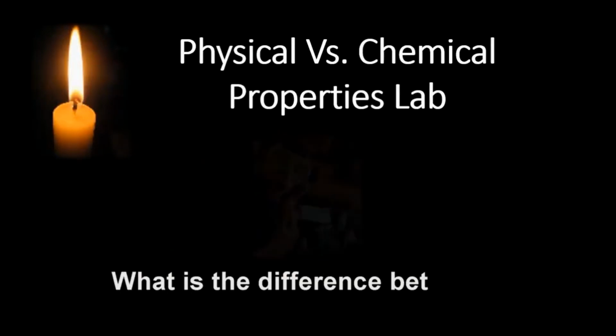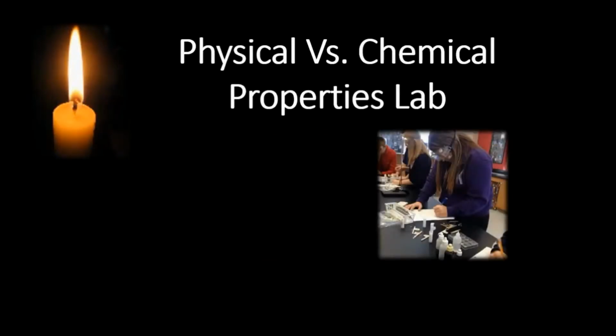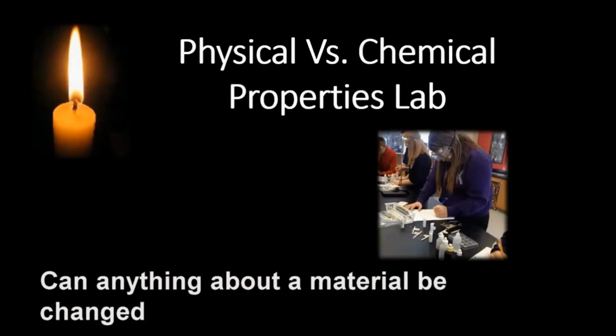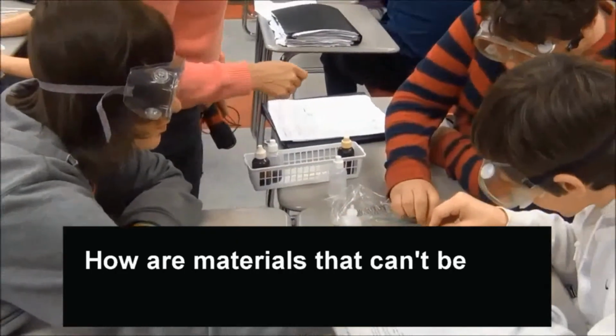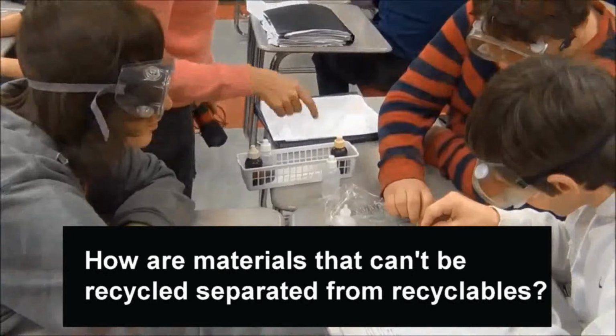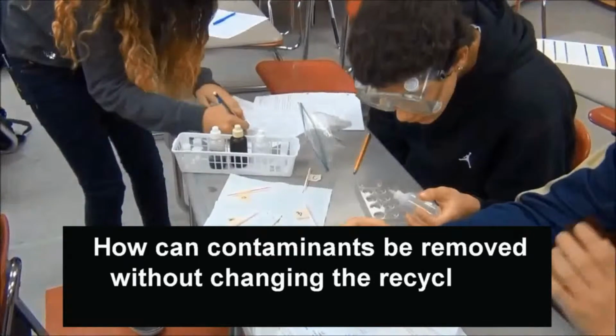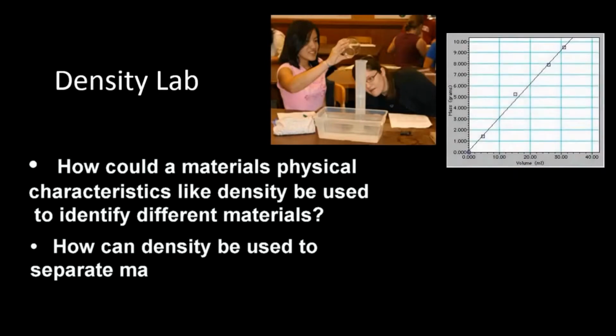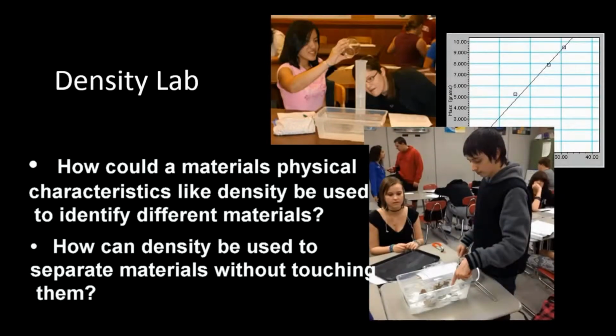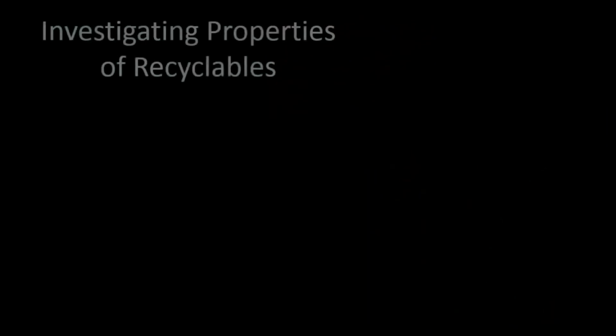What is the difference between a physical and a chemical property? Can anything about a material be changed without a chemical change occurring? How are materials that can't be recycled separated from recyclables? How can contaminants be removed without changing the recyclable materials? How could a material's physical characteristics, like density, be used to identify different materials? Can density be used to separate materials without touching them?